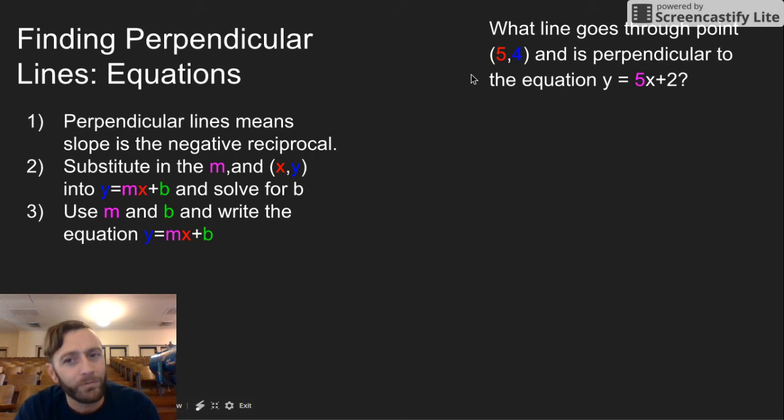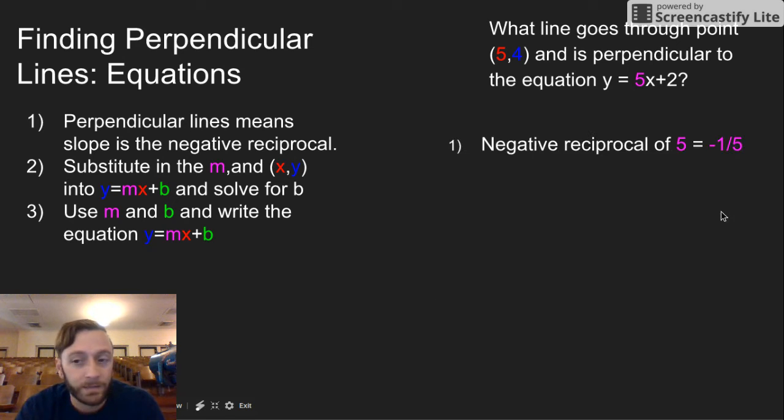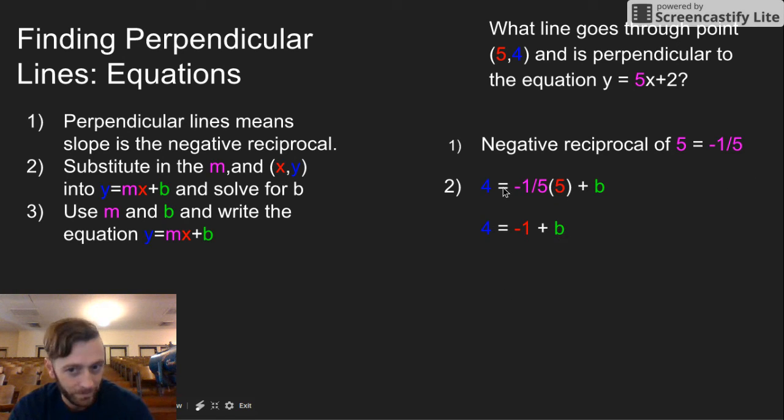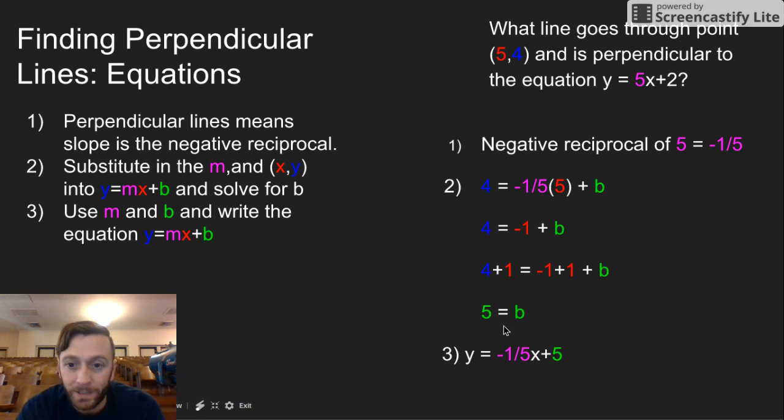What line goes through the point 5,4 and is perpendicular to the equation y equals 5x plus 2? The negative reciprocal is negative 1/5. Substituted into the equation, negative 1/5 times 5 is negative 1. So what do we have to do to get b by itself? We have to add 1 to both sides. So 4 plus 1 and negative 1 plus 1. We get 5 equals b. We put that into the equation and we get y equals negative 1/5 x plus 5. That line is going to be perpendicular to the one in the original question.